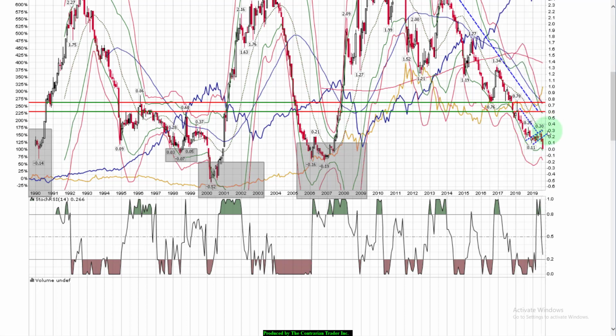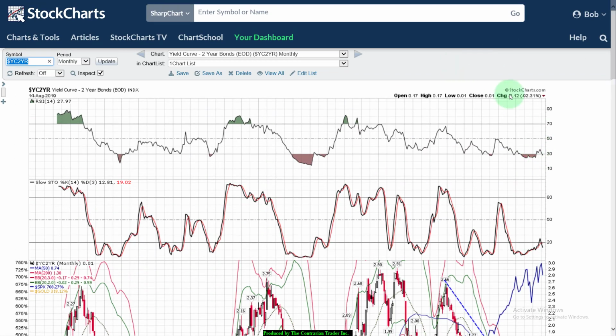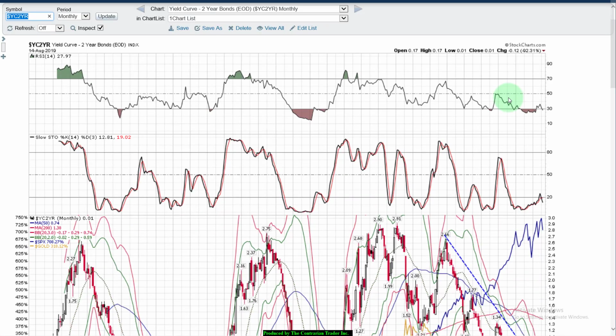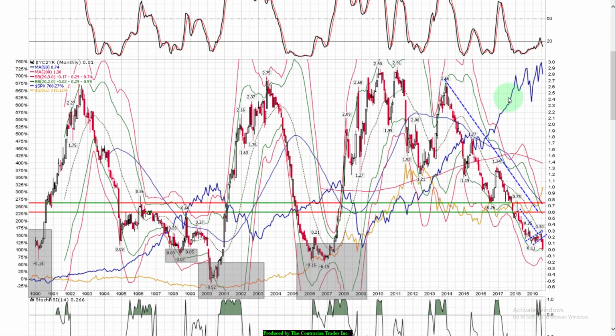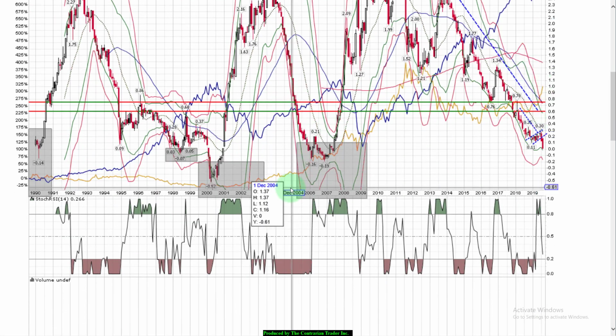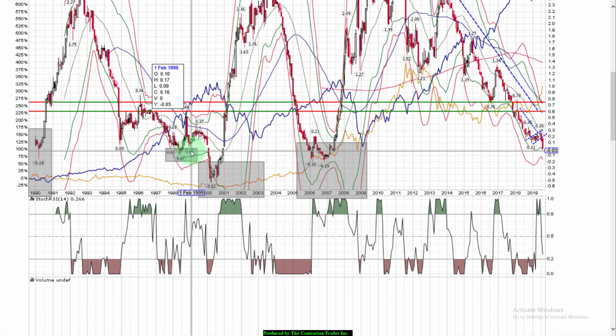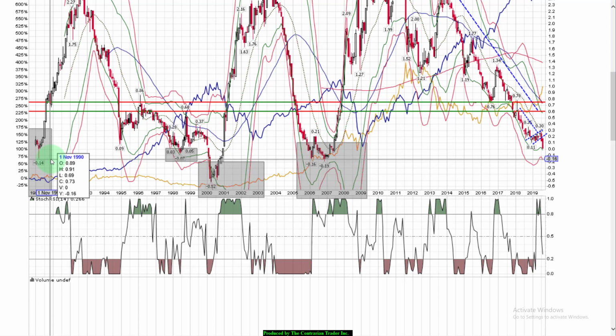And I warned, a break below this lower band of support, this bear flag formation, would send us probably down to an inverted yield curve. And here we sit today. We have the first negative read on the yield curve since 2007. Now, these gray areas here mark prior times where we have had a negative yield curve and where we have been in recession.